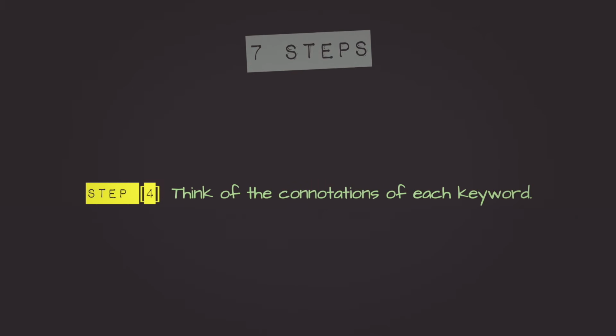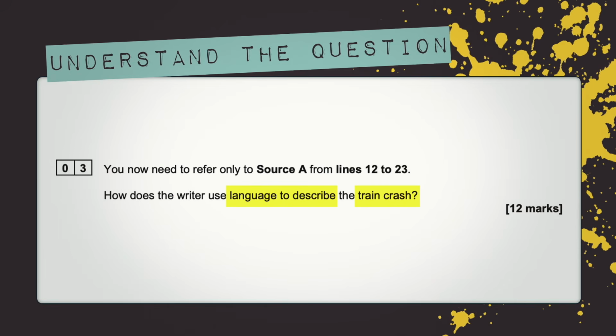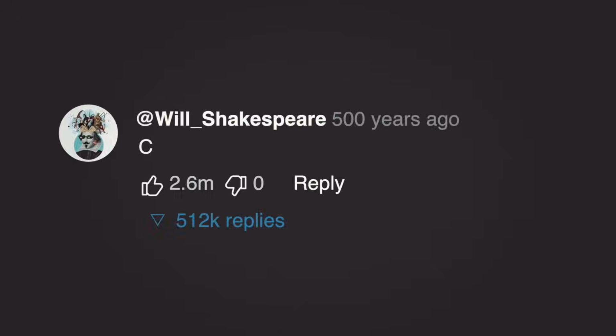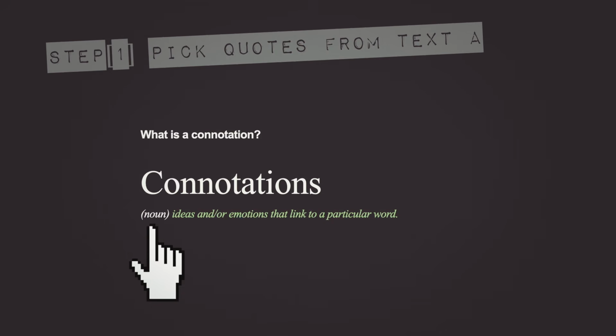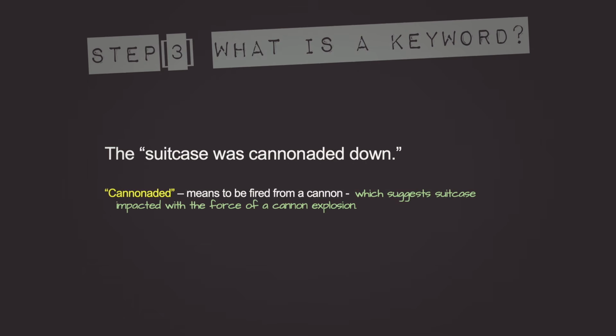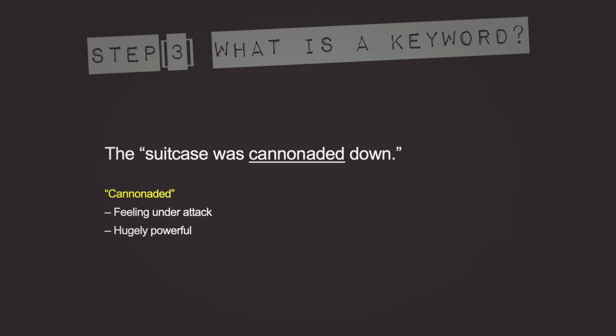Think of the connotations of each key word. These must link to the question about description. Try to link them to the tone, mood, and emotion too. What is a connotation? Connotations are ideas and/or emotions that link to a particular word. In the previous example, we've seen that the key word in the suitcase cannonaded down was cannonaded. But what are the connotations of this word? Because cannon is a large, powerful weapon, it has also connotations of feeling under attack, being hugely powerful, a life-threatening impact. If you can think of any more connotations, drop them in the comments below.